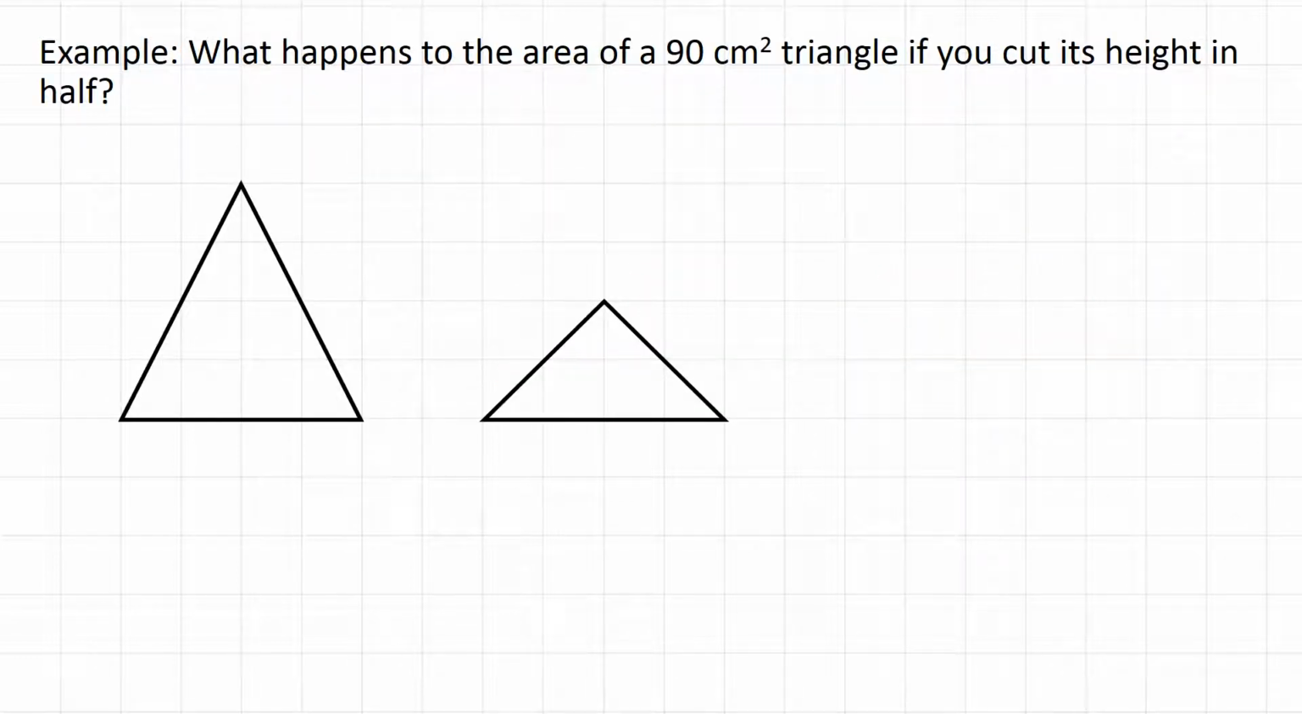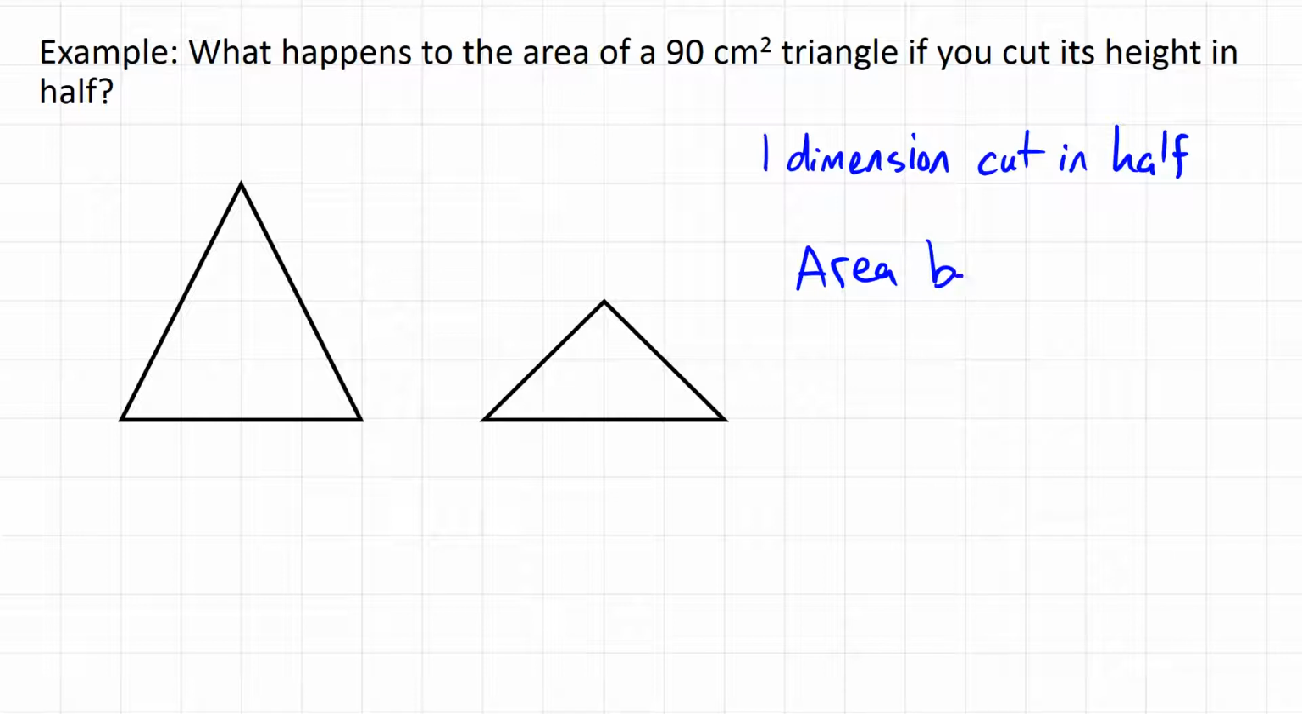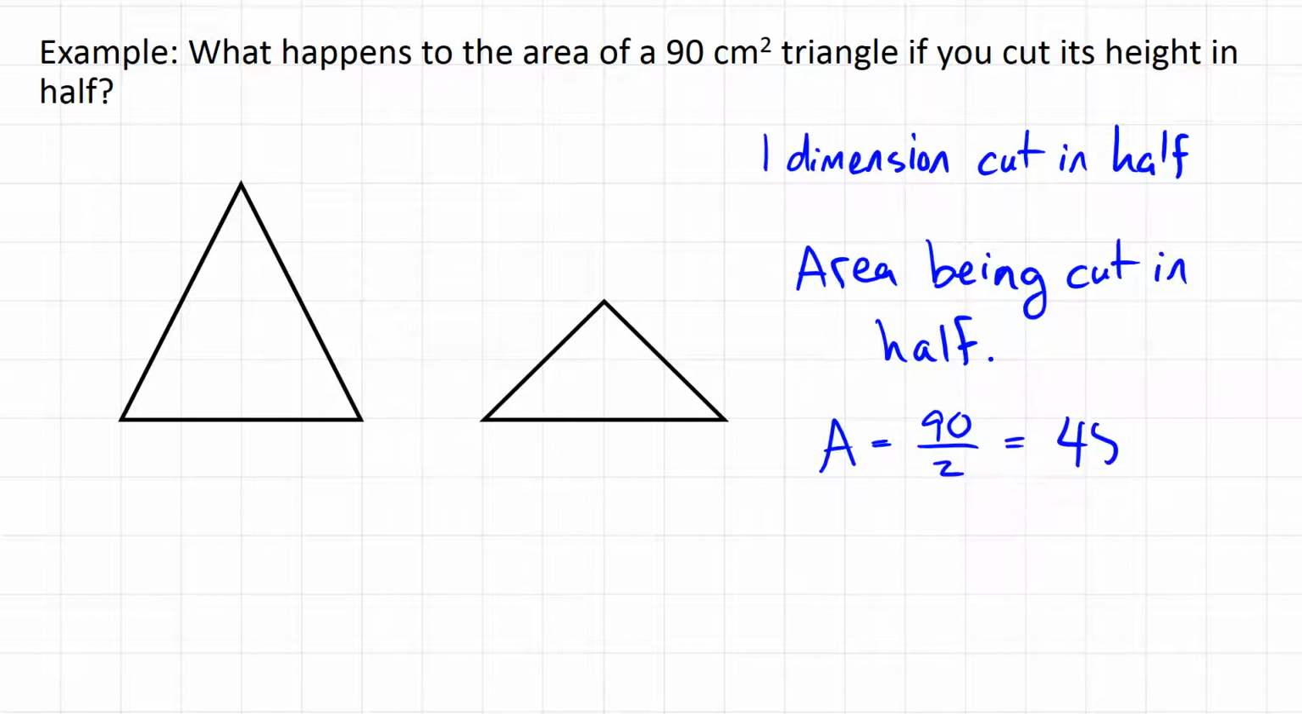So what happens to the area of a 90 square centimeter triangle if we cut its height in half? Well, what we're doing is we're taking one dimension, the height, cut in half, which is going to result in the area being cut in half. So we could write this numerically as the area equals 90 divided by 2, or 45 square centimeters.